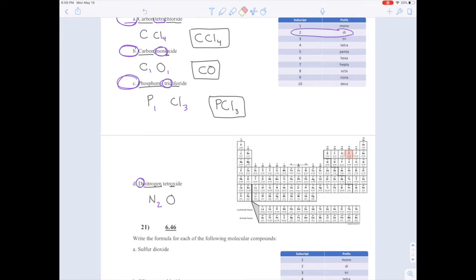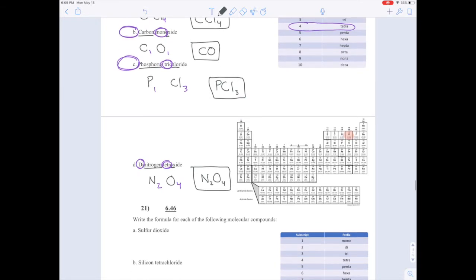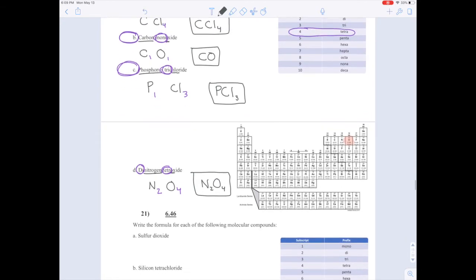The prefix in front of the second element is tetr, and that means that the subscript after that element is going to be 4. So the formula for dinitrogen tetroxide would be N2O4. That's dinitrogen tetroxide. So that's question 21.